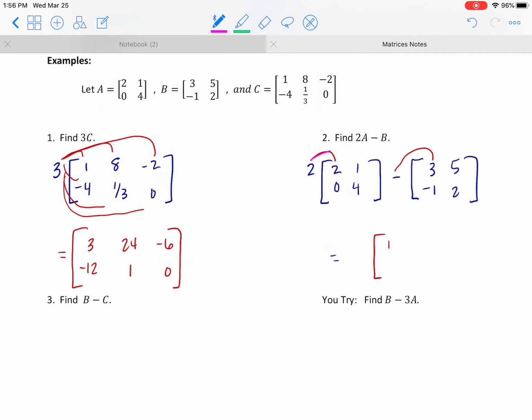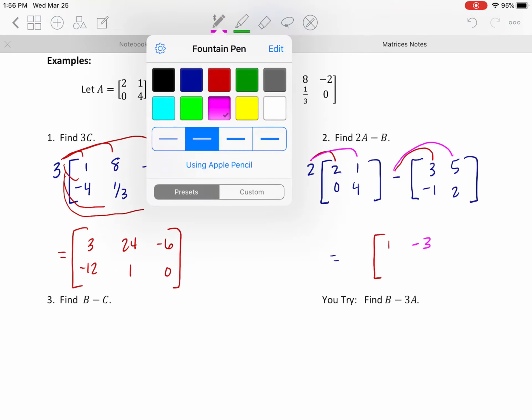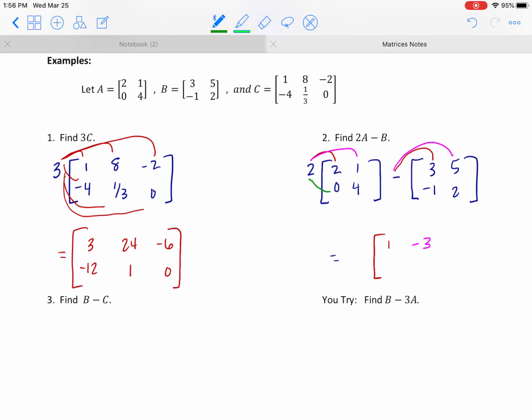And then, let's see, change colors. 2 times 1 minus the 5 that's here. So 2 times 1 would be 2. 2 minus the 5 would be a negative 3 in that spot.